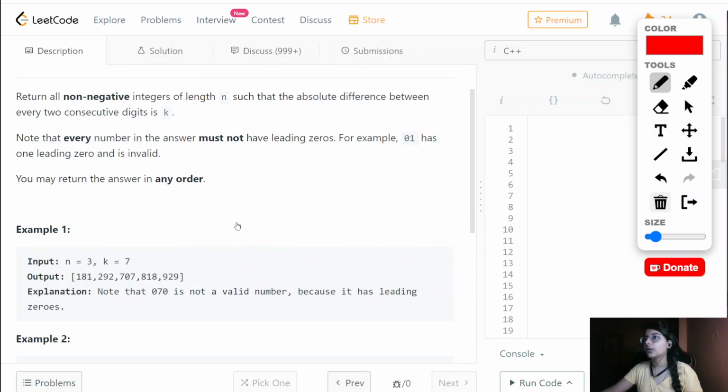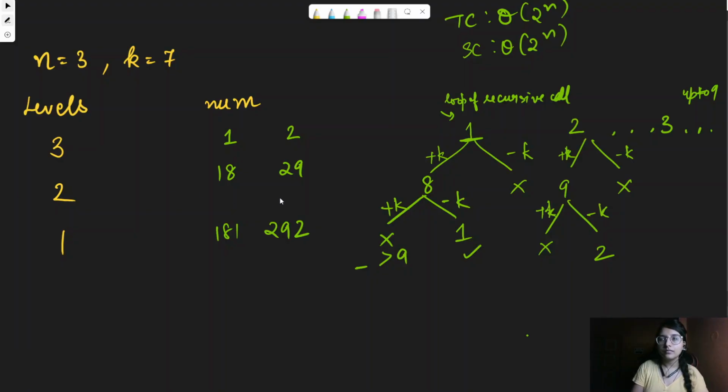So let me explain this question, even the intuition, more clearly. This is the first example itself, showing how we are required to go ahead with this question. In this you can see that n is 3 in the first example and k is 7, right? We will be keeping account of which level we are at. We will start from level 3 and then decrease the level until we reach level 1. And as we reach level 1, we will return our answer. This will be the same in both BFS and DFS approaches, whichever we want to go ahead with.